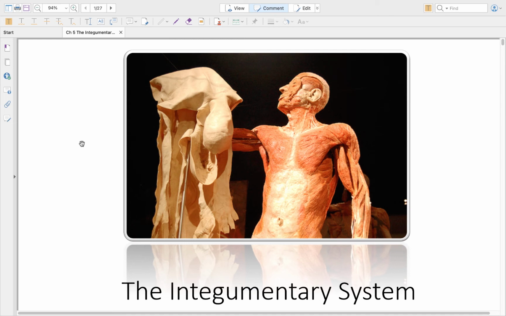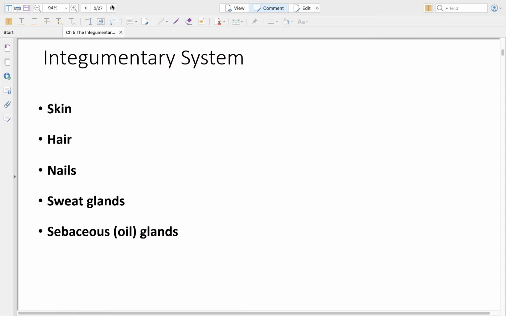Okay, welcome to Chapter 5, the Integumentary System. The integumentary system is composed of skin, hair, nails, sweat glands, and your sebaceous oil glands. The skin is the largest organ in the human body.